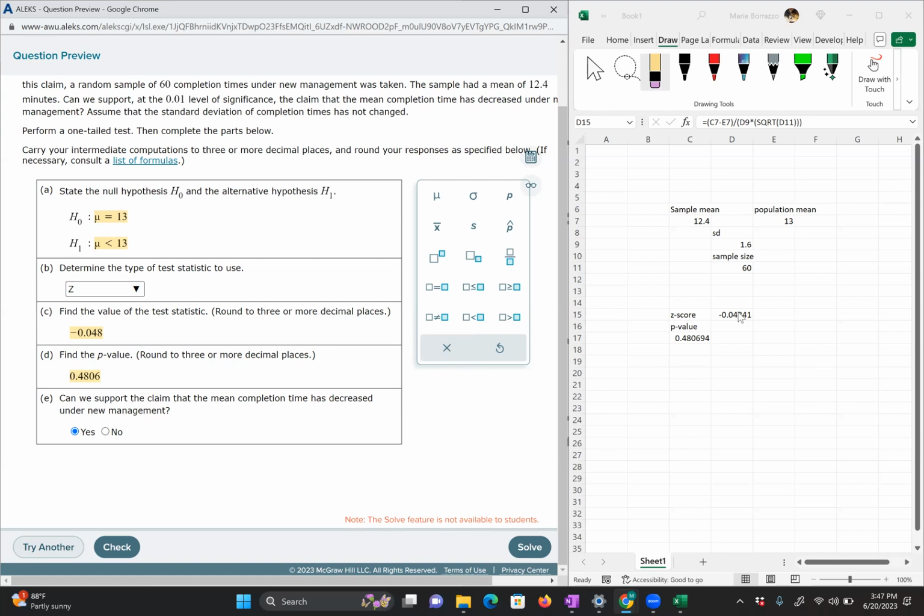A z-score seems a little off. It seems like it should be like negative 2.9. Let me check my numbers. I don't know why I did it wrong in the calculator. No, this number's wrong. There should be something wrong with this. Square root of 60. No, there's something wrong with this.